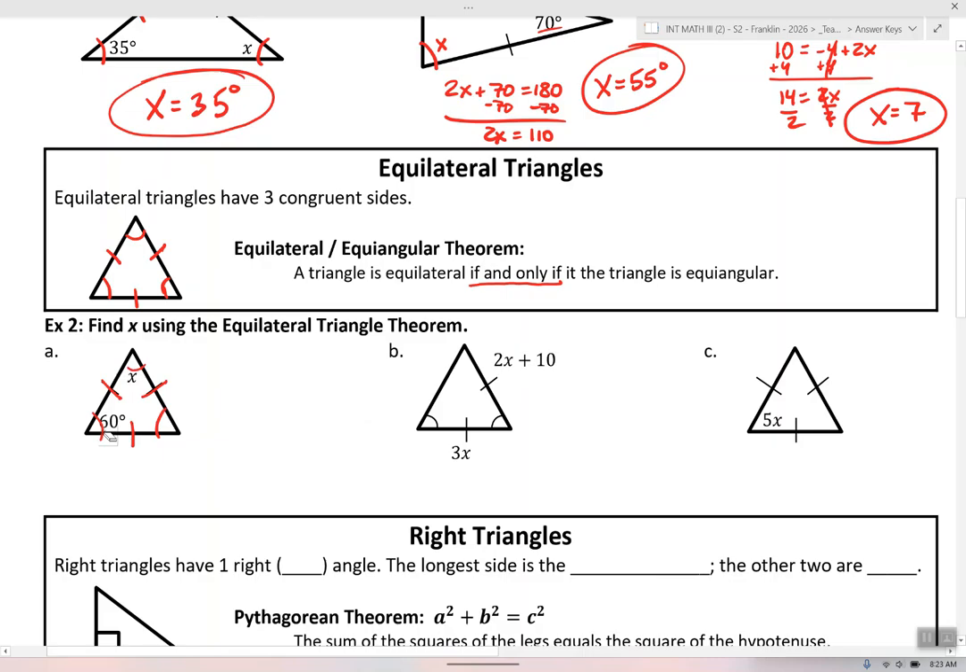And I could make this complicated and say this must also be x, and so 2x plus 60 equals 180. But I also know that all these angles are the same. So if one of them is 60, the others must be 60 as well. So x equals 60.